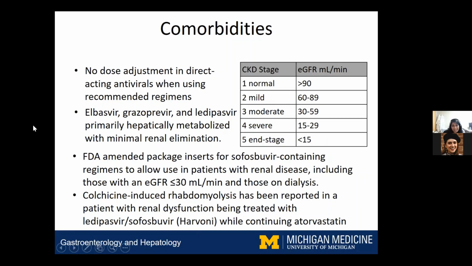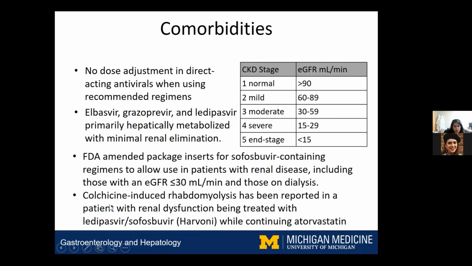What's the story with chronic kidney disease? The good news is that there's actually no dose adjustment in direct-acting antivirals when using the recommended regimens. So elbasvir, grazoprevir, ledipasvir are primarily hepatically metabolized with minimal renal elimination, so are fairly safe. The FDA amended package inserts for sofosbuvir containing regimens to allow use in patients with kidney disease, including those with a GFR less than 30. So before these package inserts were revised, we would avoid sofosbuvir in patients with GFR under 30, but that's no longer the case. And this includes patients on dialysis.